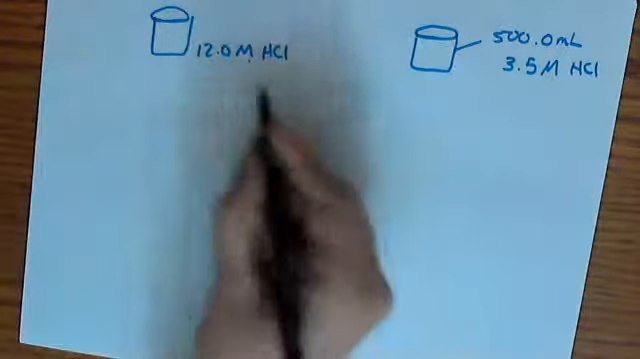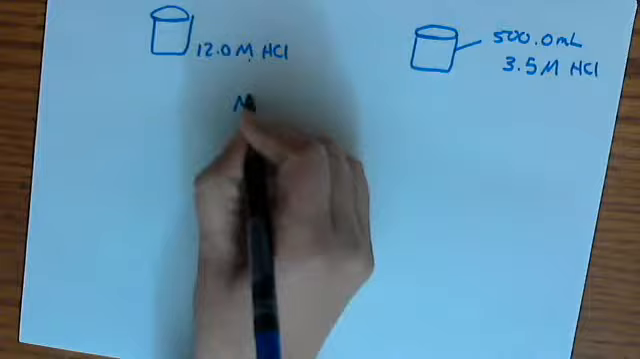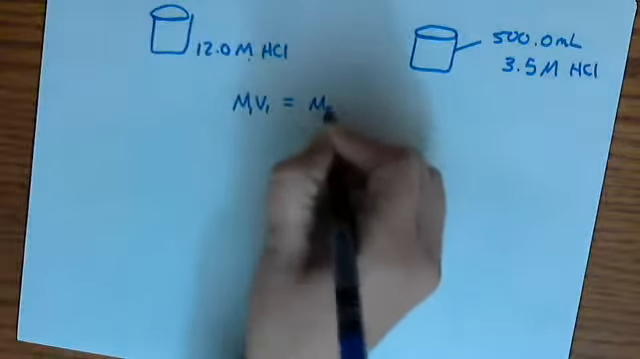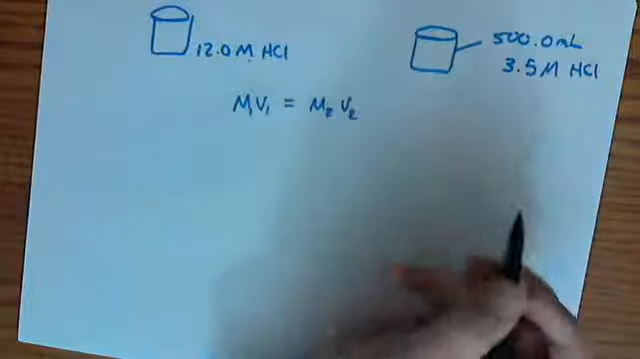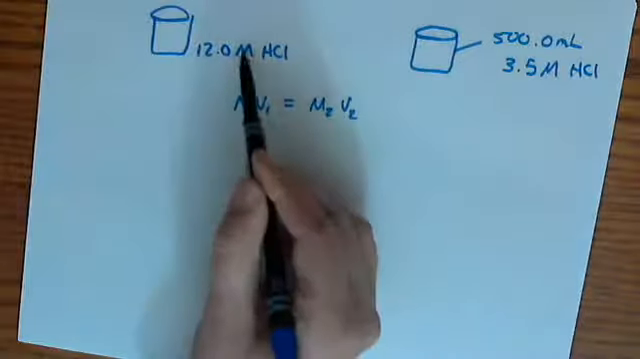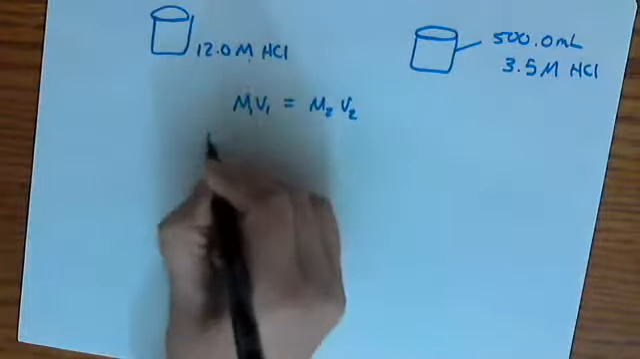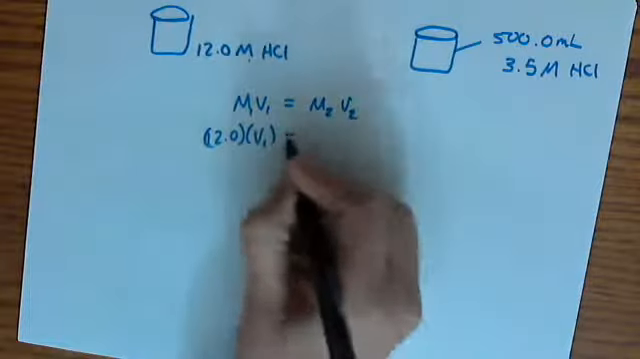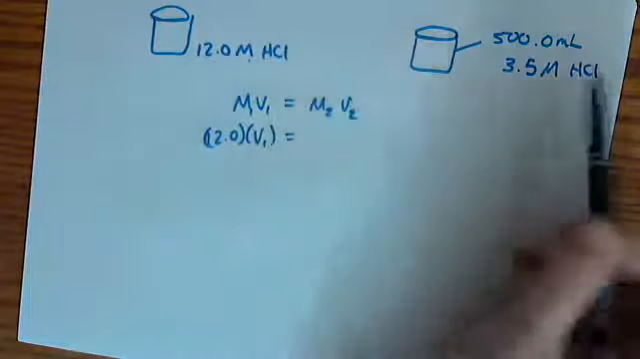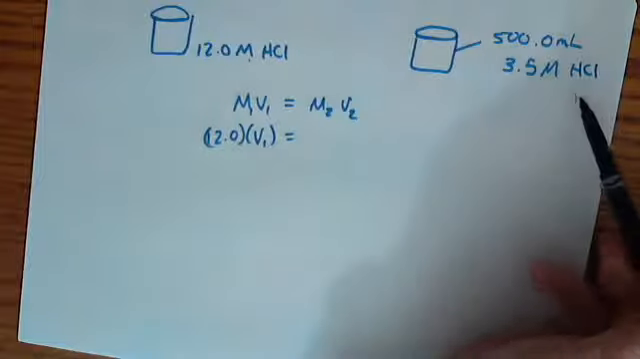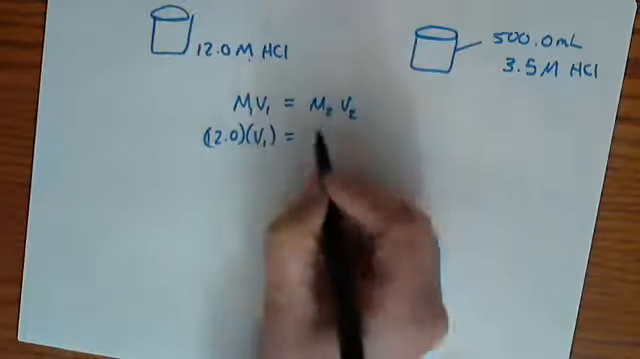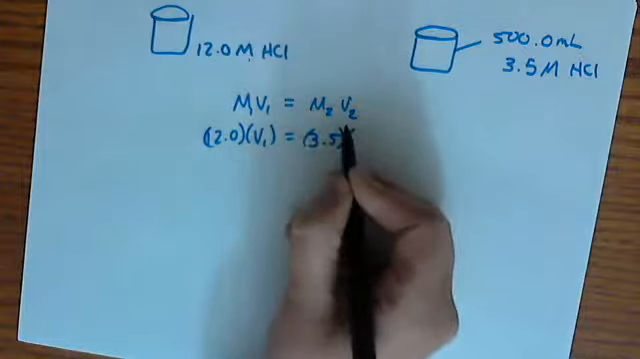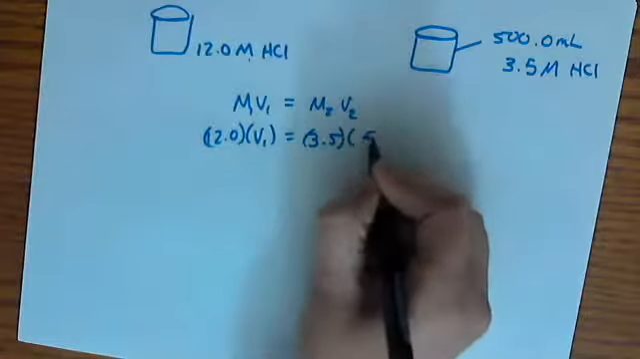Again, we can use our dilution equation, which is M1V1 equals M2V2. We don't know the volume again that we need, but we do know the molarity. So it's 12.0 times V1 equals M2, what's the molarity that we are going to want in the end? 3.5. And the volume that we're going to need is 500 milliliters.